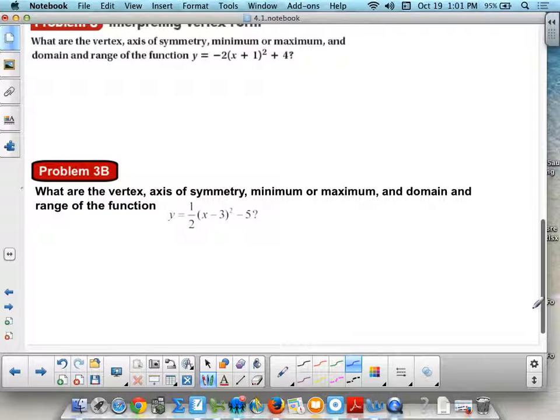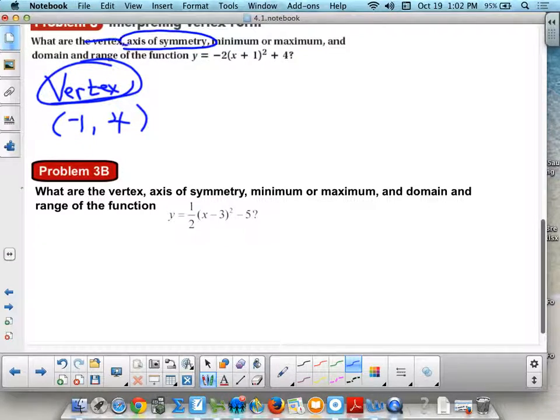Okay, ready? Vertex. What's the vertex? 1, 4. Okay, Brady says 1, 4. Do you agree? No. Why not? Because x plus 1 is a shift left 1. Yeah. It's -1, 4. Good? Okay, next. We did that one.